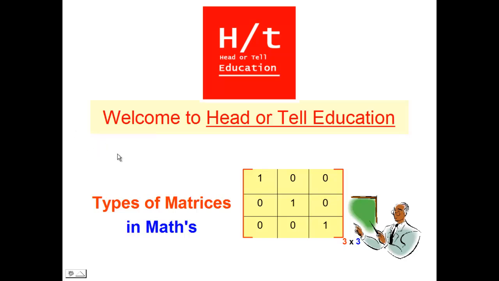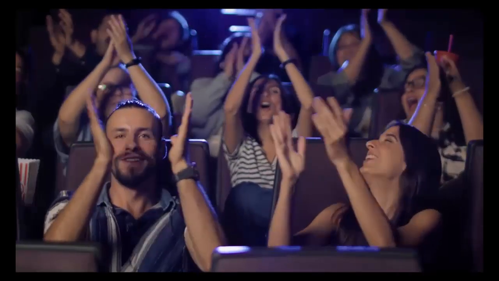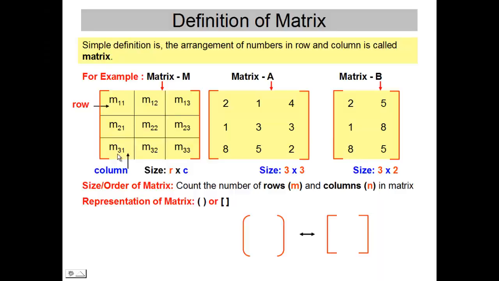Today our topic is types of matrices in maths. Now first we understand what is the matrix and what is the definition of matrix. A simple definition is the arrangement of numbers in row and column is called matrix.